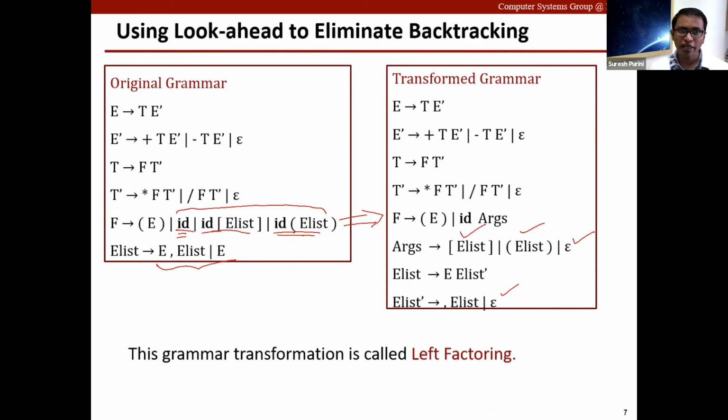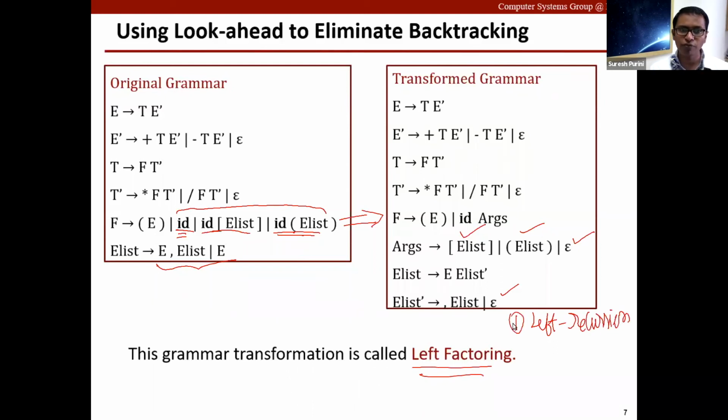So by using this left factoring transformation, we will be able to take a grammar which is not amenable for backtrack-free parsing and convert it into a new form, which we can parse using a backtrack-free approach. So this grammar transformation is called left factoring. Many times when we want to use a top-down parsing approach, these are the two things that you may want to do. Number one, take care of left recursion.